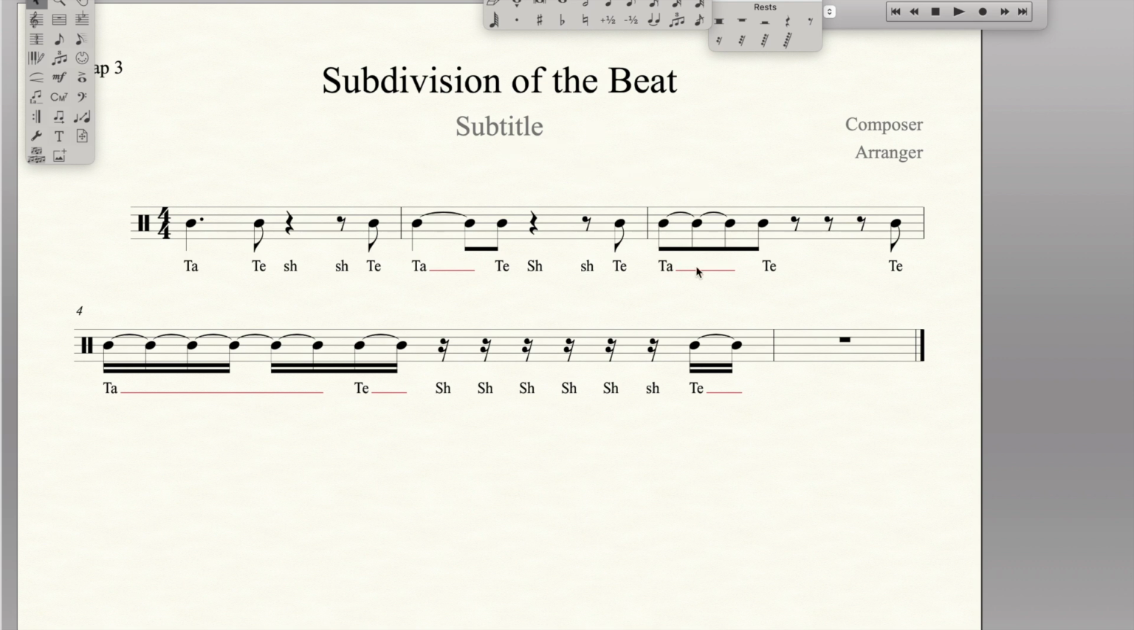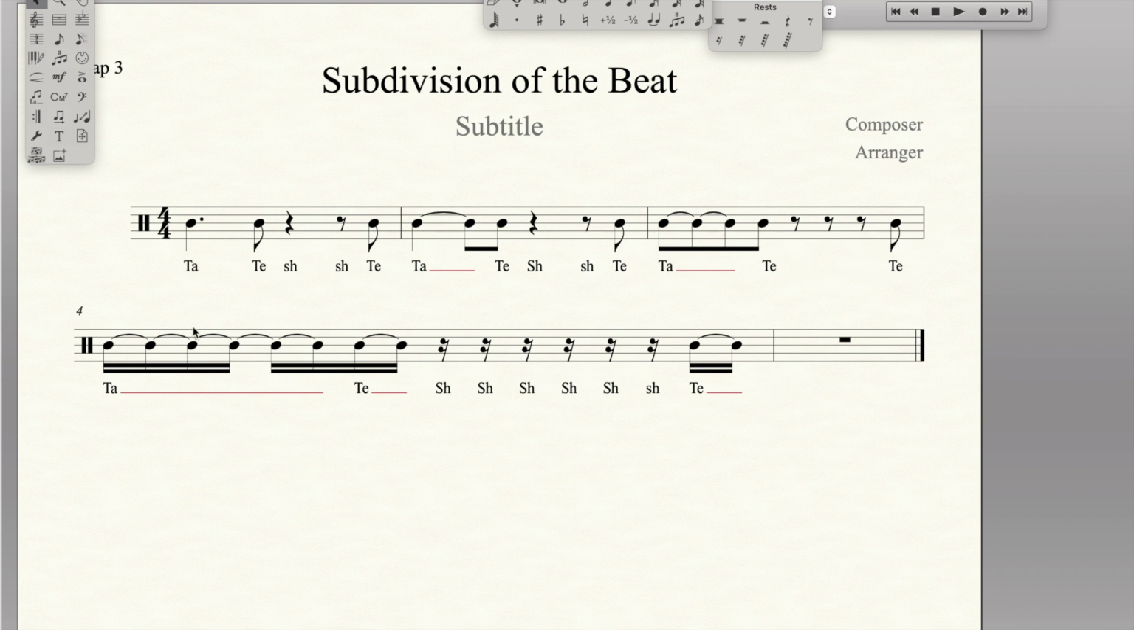Now this one here, this third one, is probably what I'd be thinking. I'm going to be thinking ta te ta te ta ta te ta te sh. Let's see, ta te ta te sh sh te ta te ta te sh sh te ta te ta te sh sh te ta te ta sh te ta te ta te sh te ta te te sh.